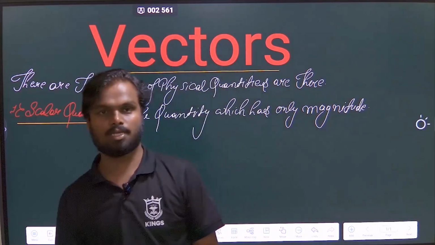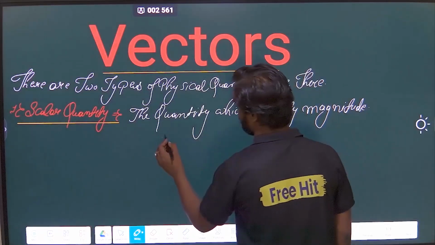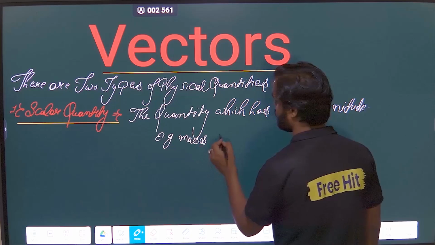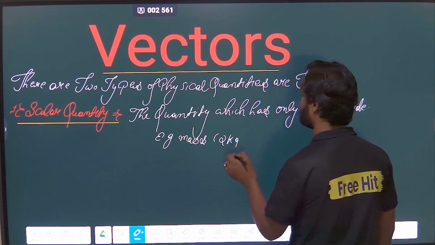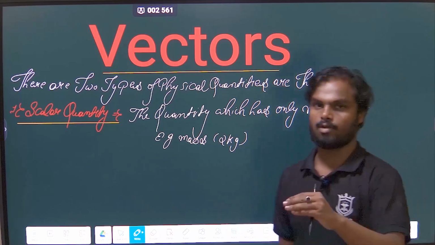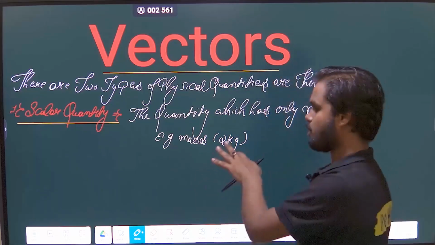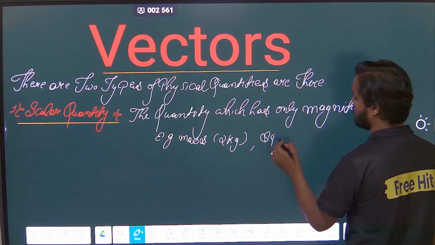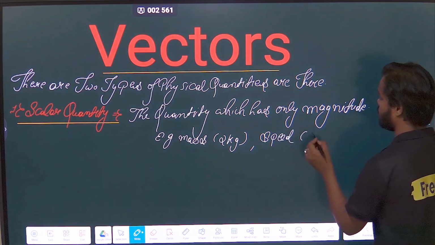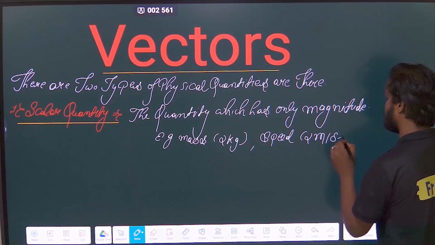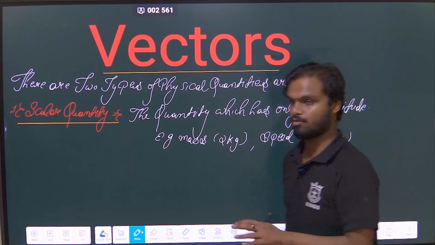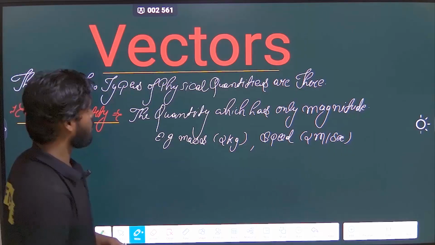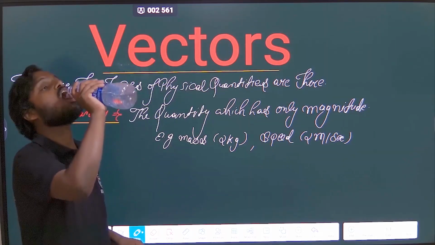Okay, for example like mass. Mass is a scalar quantity. For example like 2 kg of mass, there is no direction, we never speak like 2 kg of mass upward. So 2 kg of mass is a scalar quantity. For example speed is a scalar quantity. For example like 2 meter per second, we never mention 2 meter per second in x direction or y direction, just 2 meter per second. So that is also a scalar quantity. So any quantity which has only magnitude, that is called a scalar quantity.